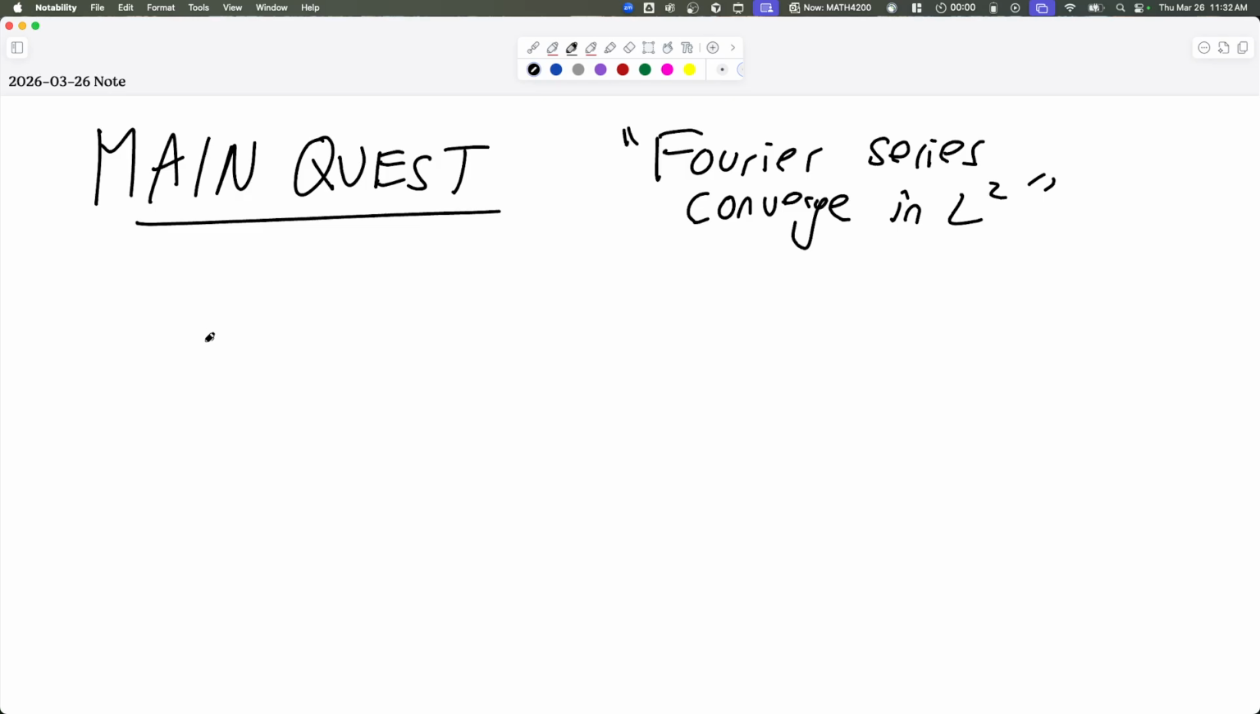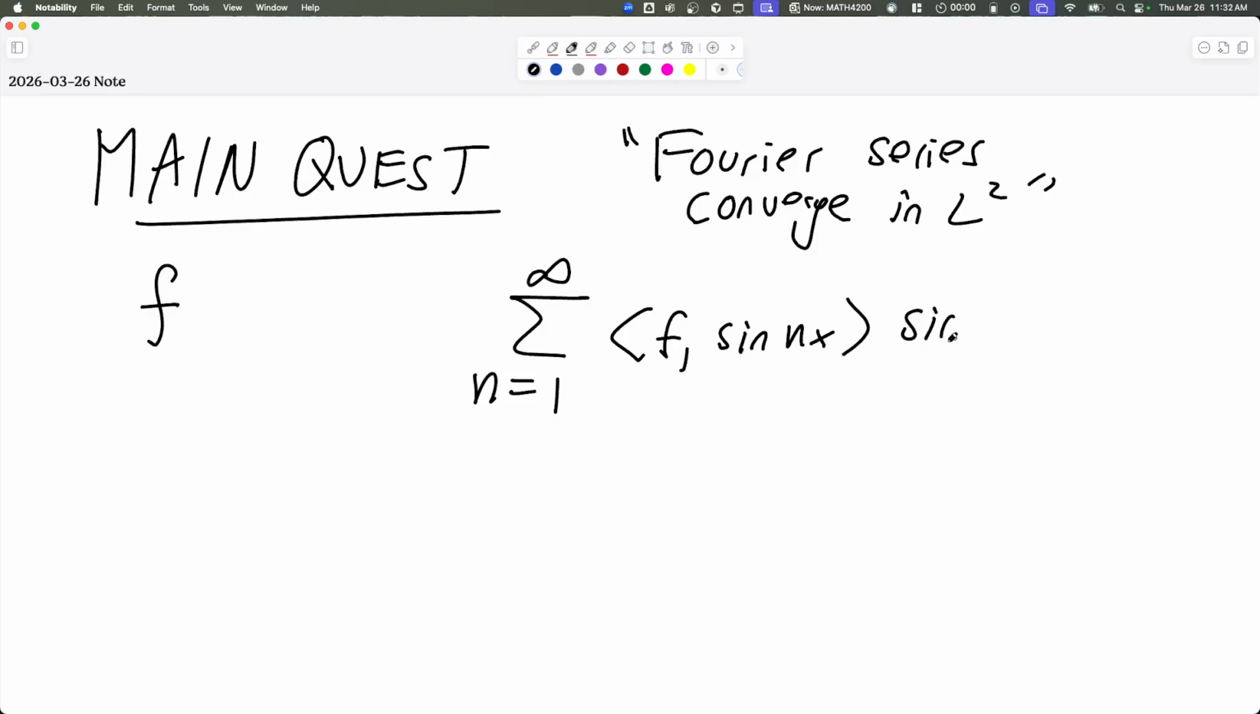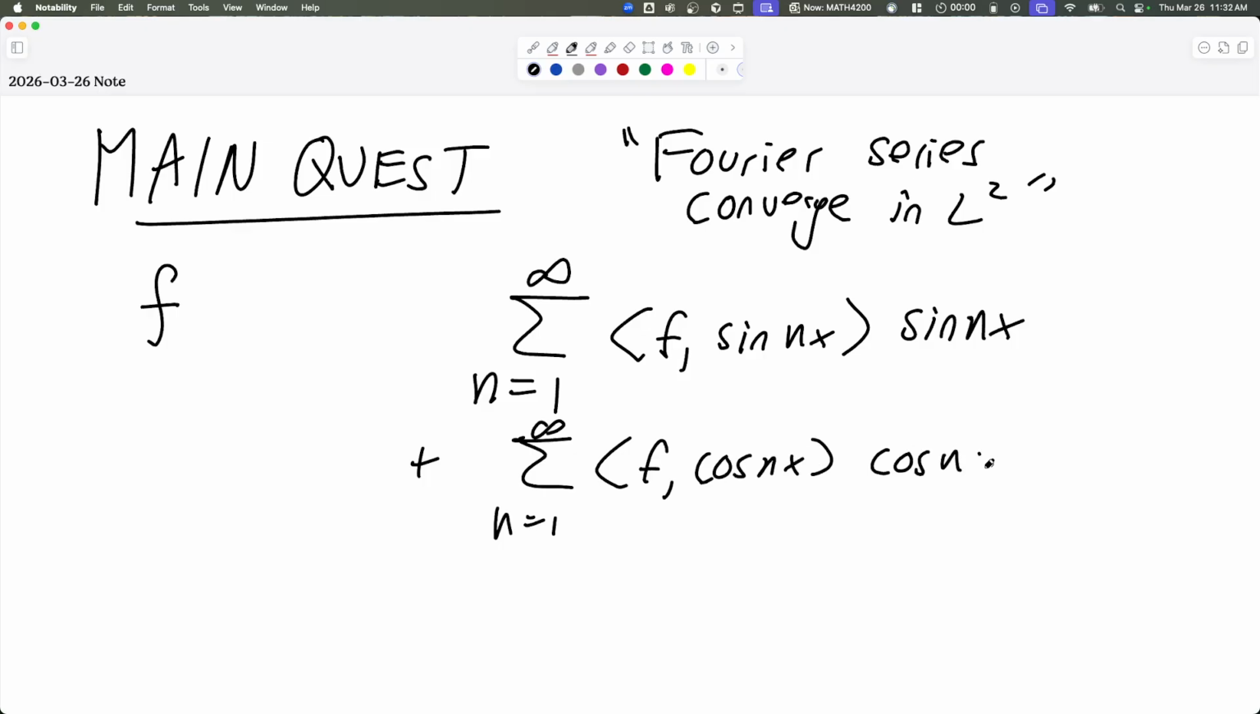And so what does this mean? It means if you take some function f, and you write it as an infinite sum of sines and cosines. So you take the sum from n equals 1 to infinity of the inner product of f with the function sine of nx, times the function sine of nx, plus the infinite sum from n equals 1 to infinity of the inner product of f with the function cosine of nx, times the cosine of nx. So this is a linear combination of sines and cosines.